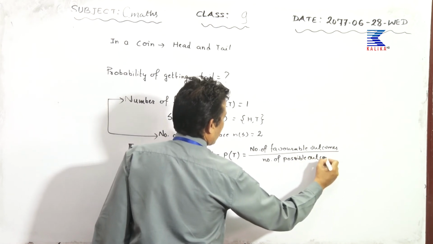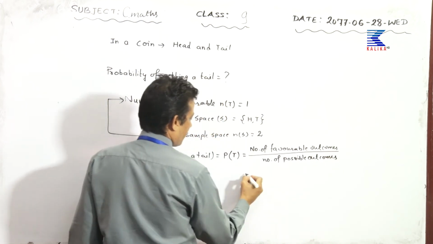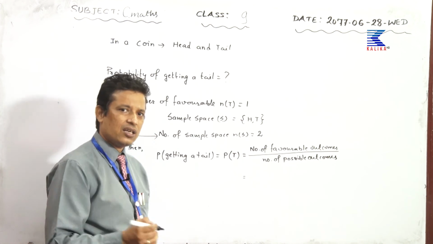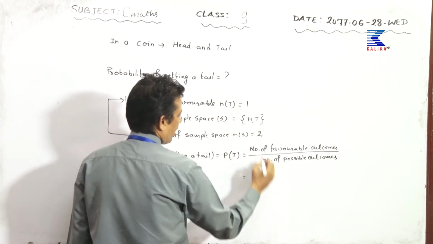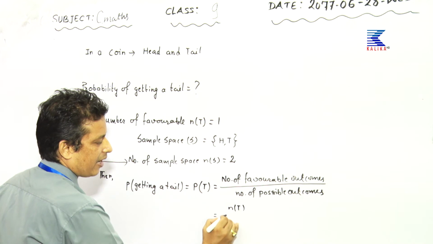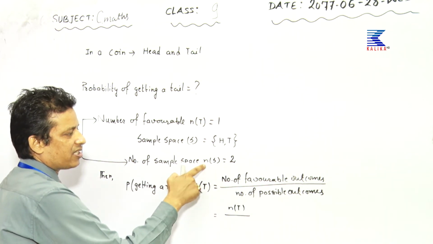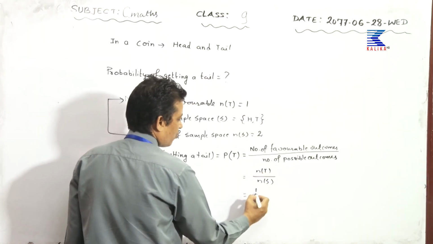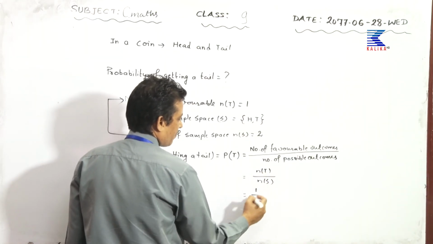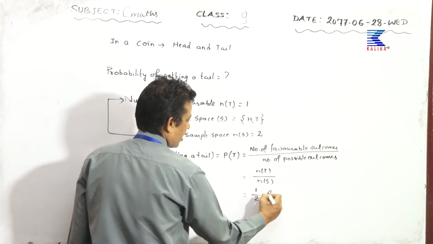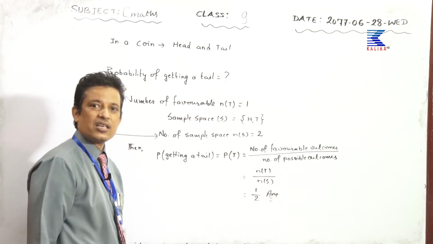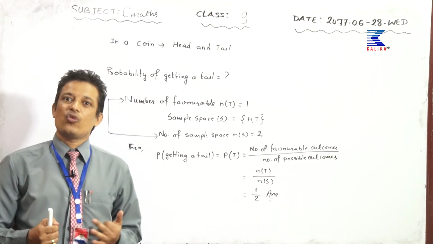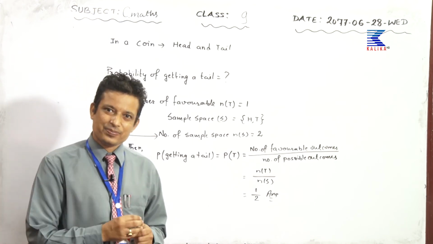I wrote here possible outcomes, it means, dear student, the number of sample space as well. Number of favorable outcomes, if you are looking for a tail, we have got n(T), and number of possible outcomes means n(S). This is the formula. How many tails are there? One tail. How many in the sample space? 2. This is the answer. So, dear student, this is the probability of getting a tail when a coin is tossed.